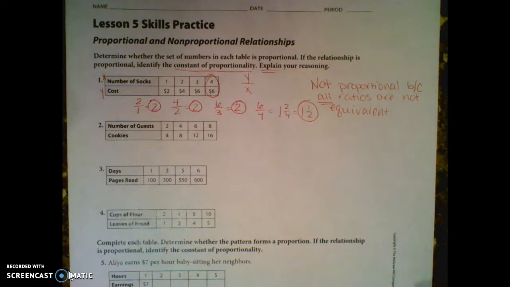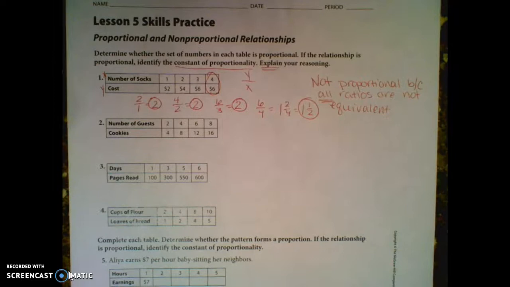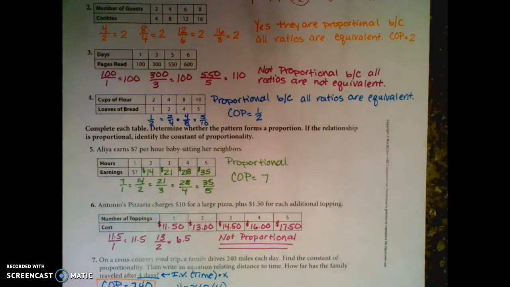Okay? So why don't you go ahead, pause the video, and see if you can work these out. We'll check them, but go ahead, pause the video, do numbers 2 through 7, and then press play. We'll check your work. Okay, let's check your work. Go ahead and look at my answers, compare them to yours. Make sure for 2, 3, and 4 that you have explained your reasoning. Just a simple sentence, why they are or are not. For 5, 6, and 7, you did not need to explain, but if it was proportional, you still need to give the COP, okay? So pause, check your work, then press play.